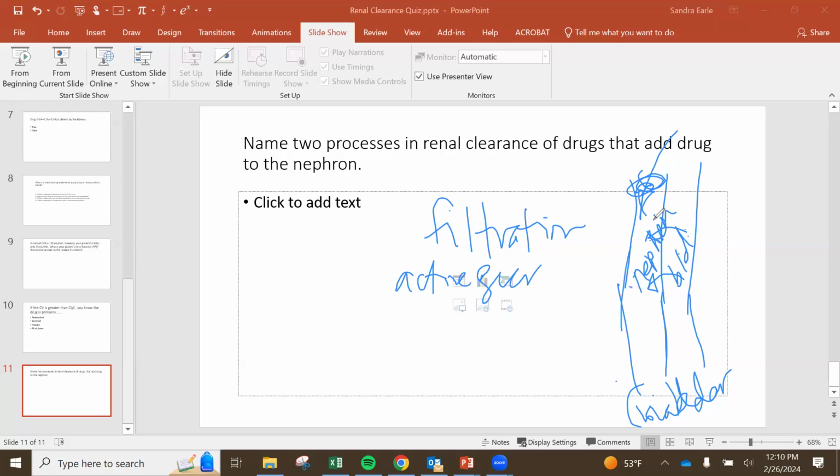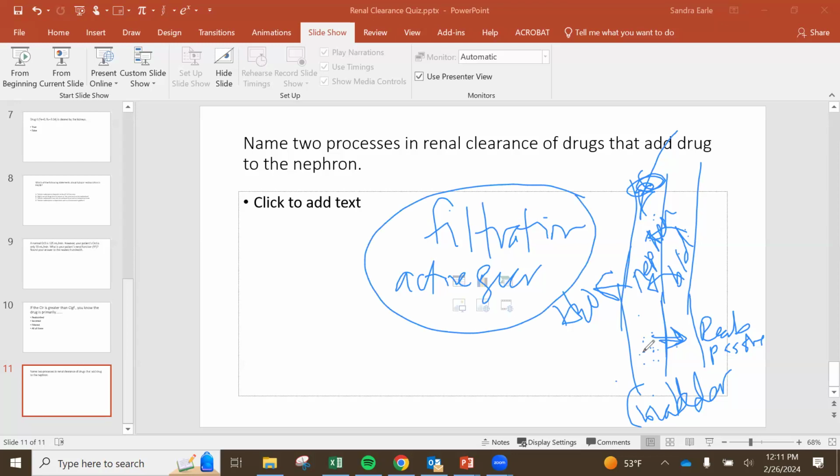And then finally, after we have significant water reabsorption, and the drug becomes more and more concentrated as it gets down here, we have passive tubular secretion, or I'm sorry, tubular reabsorption. And that reabsorption is a passive process for the most part, and it takes drug back out of the nephron. So it doesn't add drug to the nephron, but it takes it out. So your answers are filtration and active secretion. Great. Most of you did very well. If you didn't, I hope this helps.